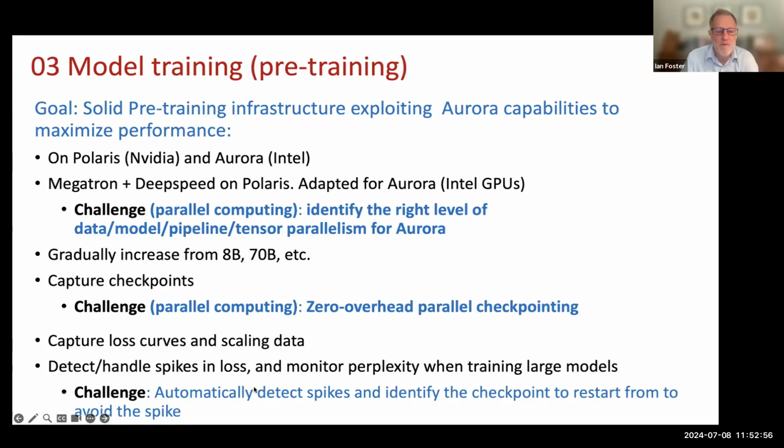There we go. See, down at the bottom, automatically detect spikes and identify the checkpoints to restart from to avoid the spike. And there's some work that I think is now completed on so-called zero overhead, basically parallel checkpointing that will run in parallel with continued training. And if you're a parallel computing person, it's interesting working out how to distribute parts of the training process across different nodes of the Aurora system.